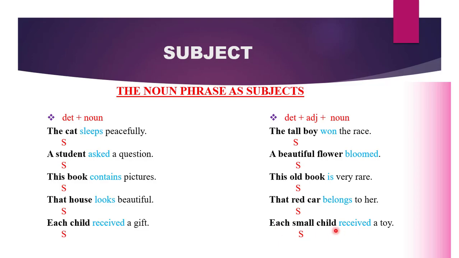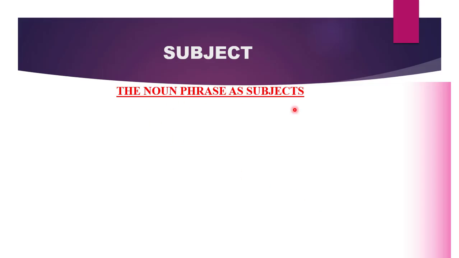Each small child received a toy. What is the subject? It is each small child and not only child. The subject can be a complex subject such as this. The noun can appear with other units and together they will perform the role of a subject. Sometimes the noun phrases functioning as subjects will not be a determiner, an adjective, and a noun, as we talked about. It can be a very long one. You can have a determiner, a noun, and a prepositional phrase, and together they will function as your subject.